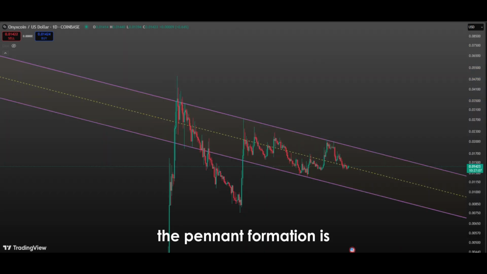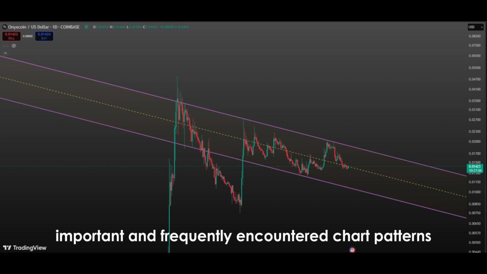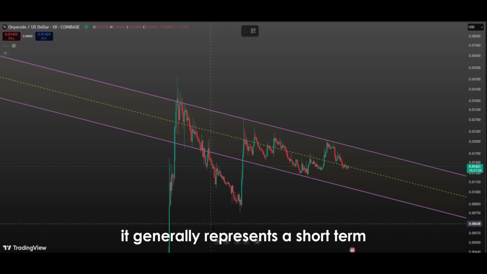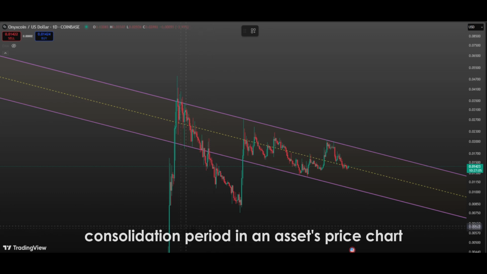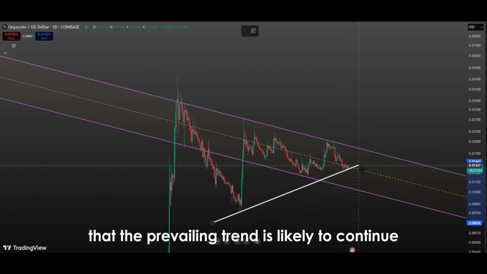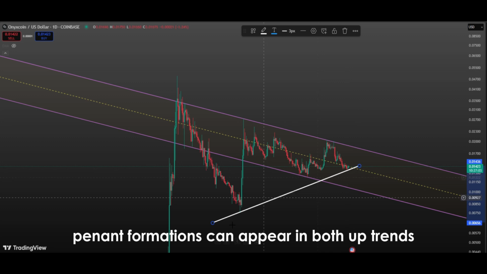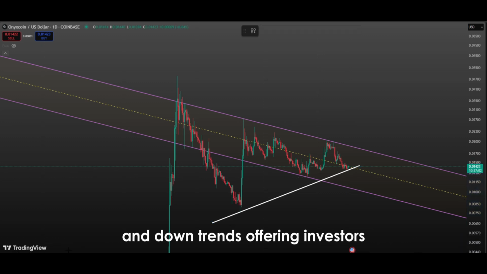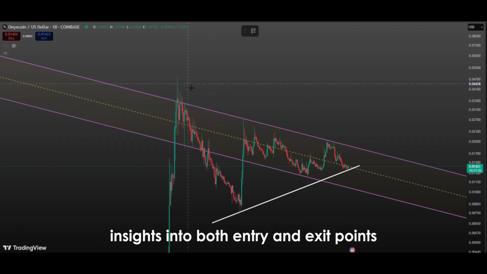The pennant formation is one of the most important and frequently encountered chart patterns in technical analysis. It generally represents a short-term consolidation period in an asset's price chart and provides strong signals that the prevailing trend is likely to continue. Pennant formations can appear in both uptrends and downtrends, offering investors insights into both entry and exit points.